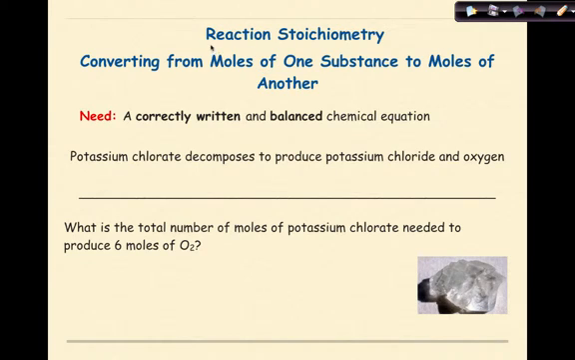Okay, now we're going to be talking about some reaction stoichiometry. This first part we're going to be considering converting from moles of one substance to moles of another. The important key piece of information that you need to know is that you need a correctly written and balanced chemical equation to start with. So let's look at this word equation. Potassium chlorate decomposes to produce potassium chloride and oxygen.